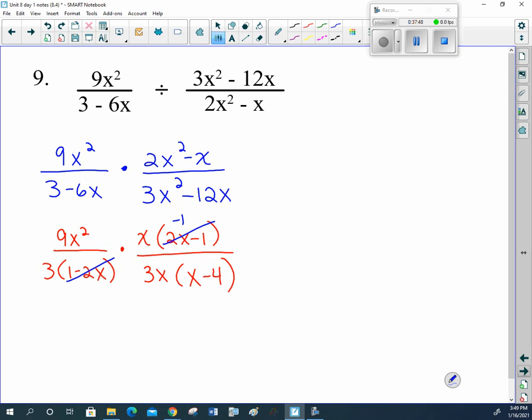Okay, so now I do have an x here and an x here, so I could reduce those two. That's okay. But that leaves me with, so what are we left with? I'm going to rewrite what we're left with so we can see what's going on. We've got 9x squared times negative 1. So I'm left with negative 9x squared over 3 times 3, which is 9. So it looks like to me I can reduce the 9's, and we end up with a negative x squared as our answer.